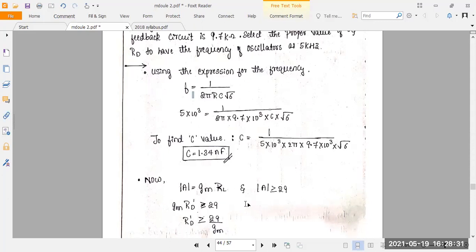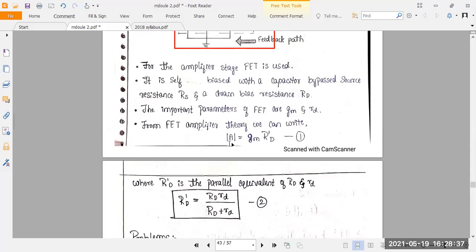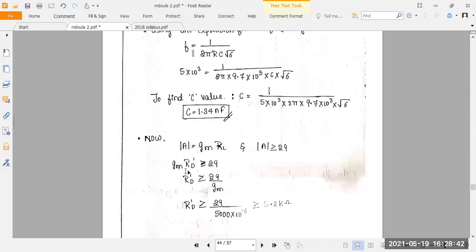So here you take the magnitude of A, and then GM into RD dash. We know the magnitude of A equation, right? What do you take here? GM into RD dash. Same thing, you substitute here.